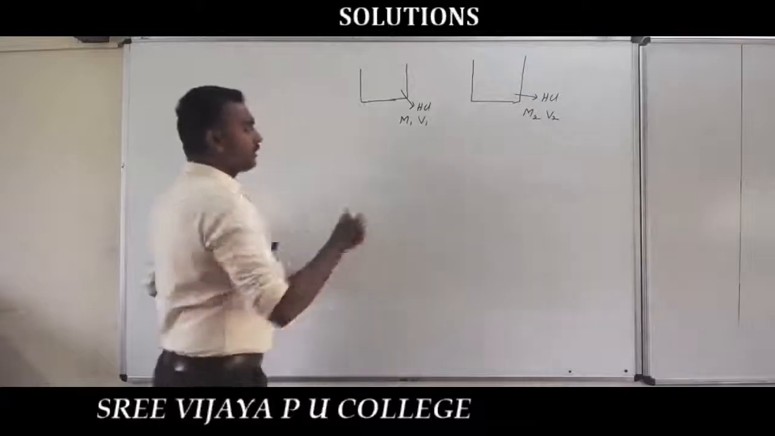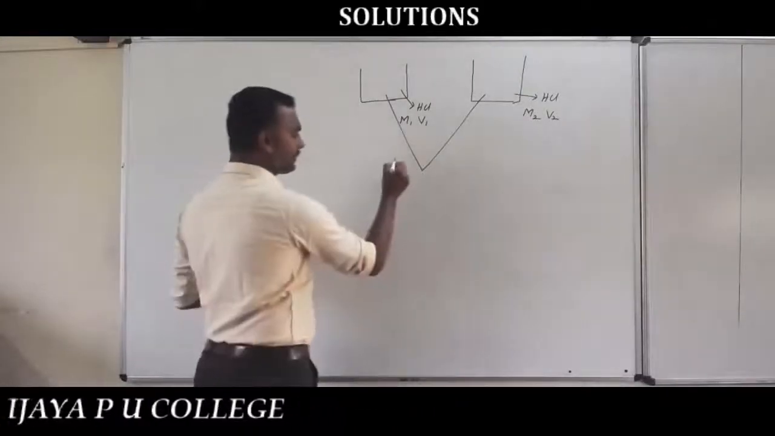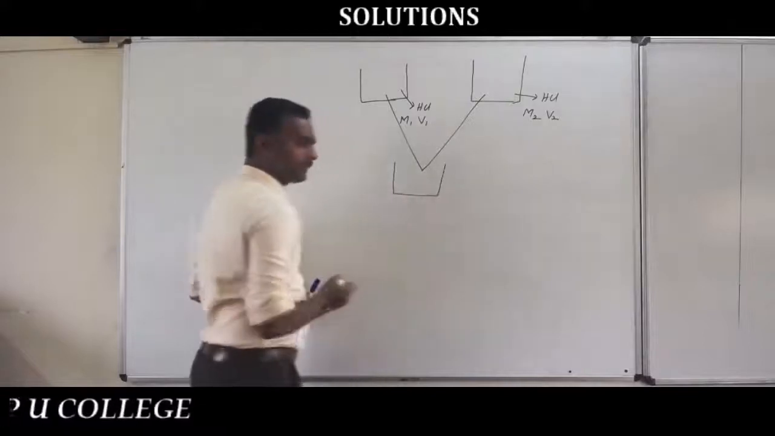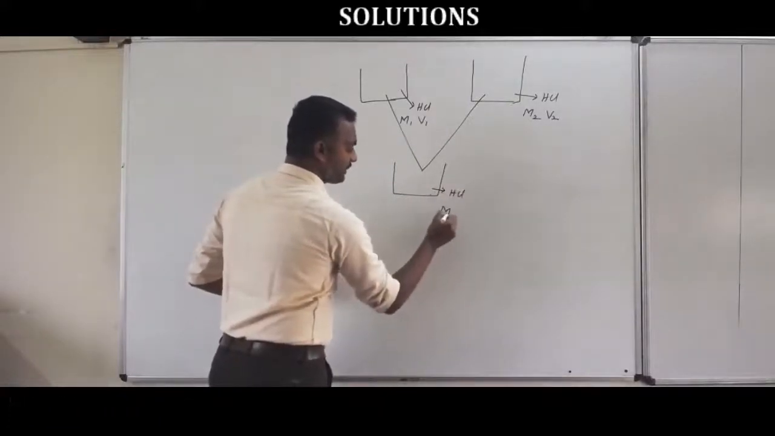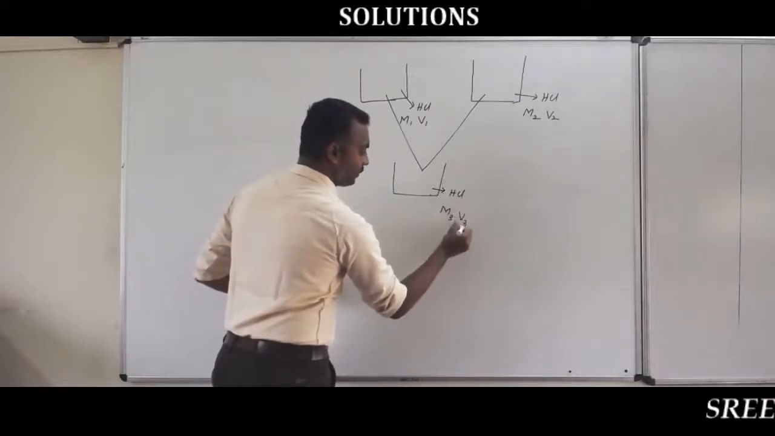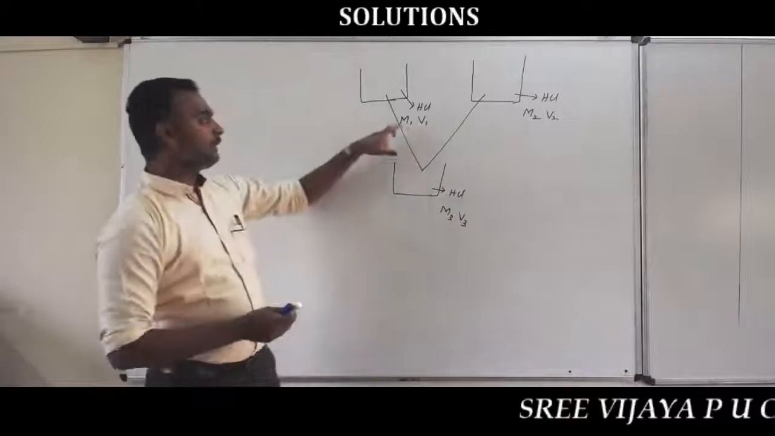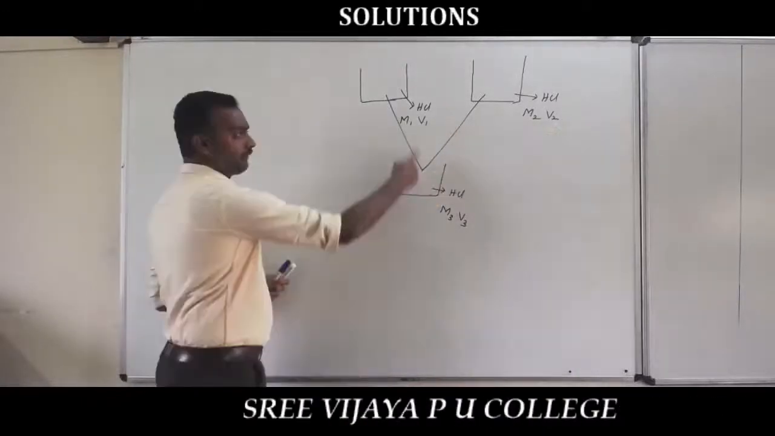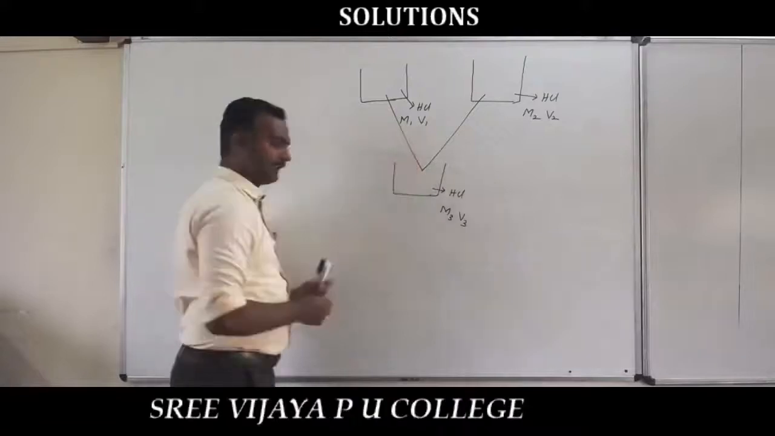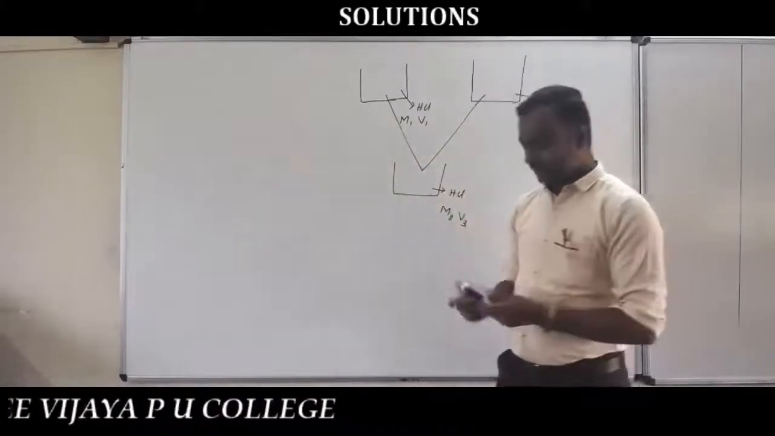So now, when you mix these two solutions of different concentration, we get another solution. That is also an HCl solution of concentration M3 and volume V3. So here the question is, they have given the values of M1 and V1, and also the values of M2 and V2. When mixed, what is the molarity of the third solution, find that out, they say. So how should we find that out?